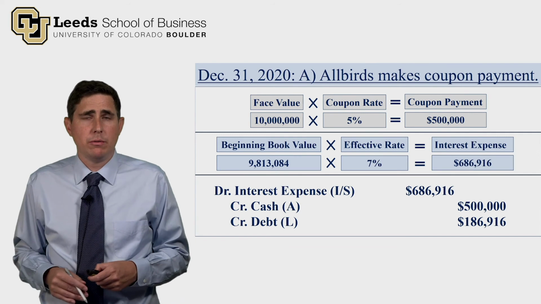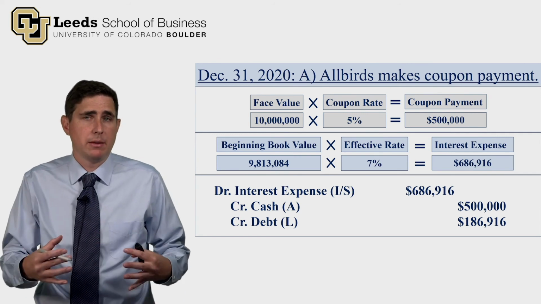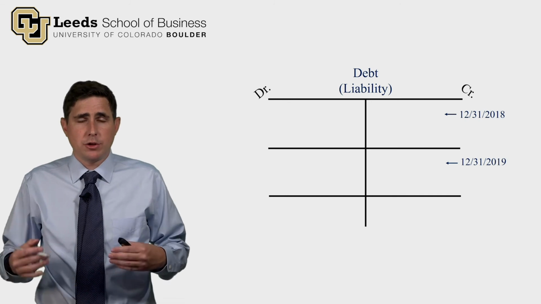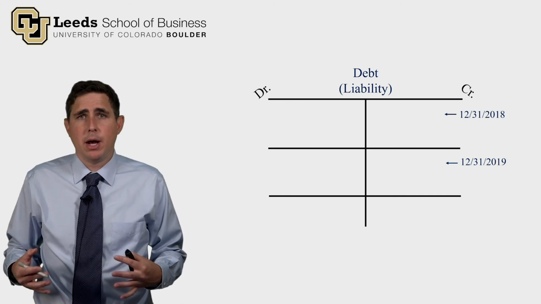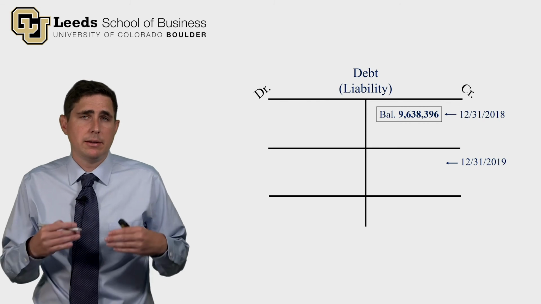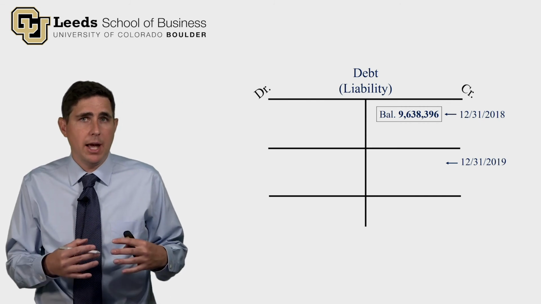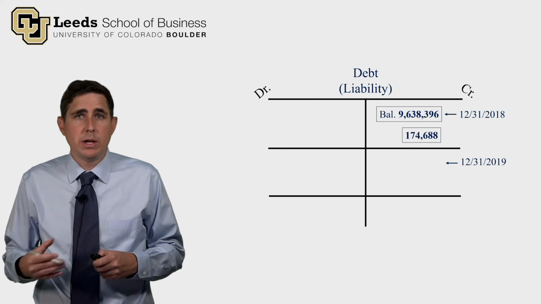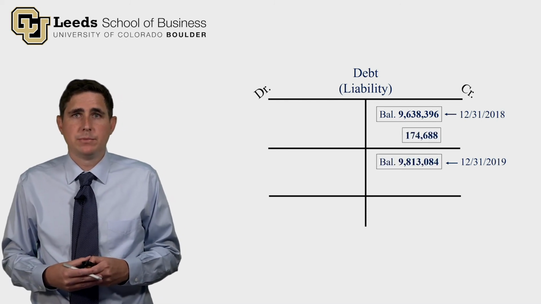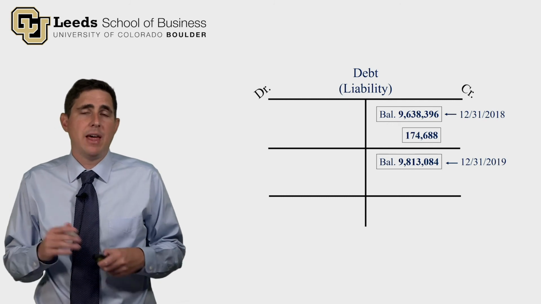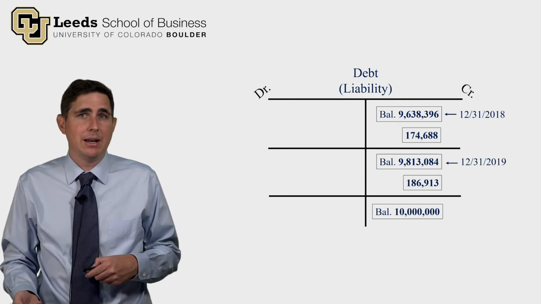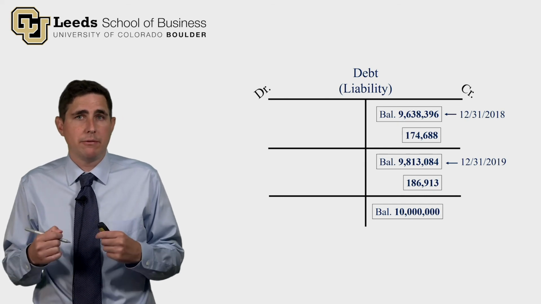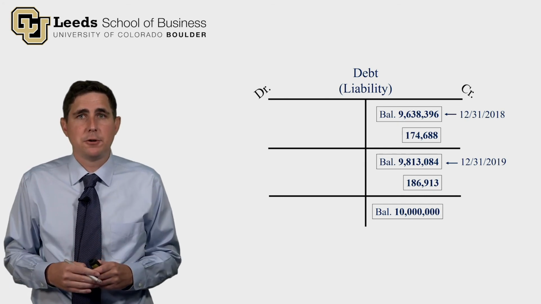So now before we move on to part B, which is making the maturity payment, let me just show you the debt T account. I'll show you the debt T account over the entire bond term. At the beginning, the liability account called debt was at a credit balance of $9.6 million. We amortized it up a bit in the first year to $9.8 million. And then we just now amortized it again, and now it's up to $10 million. So the bond book value has amortized up to its face value.